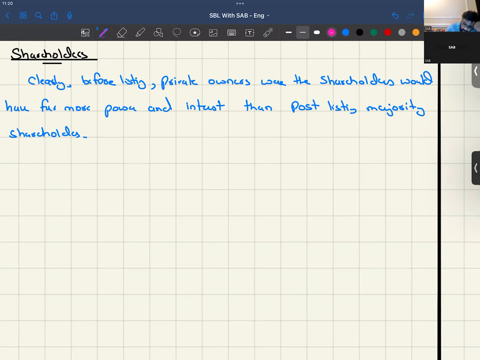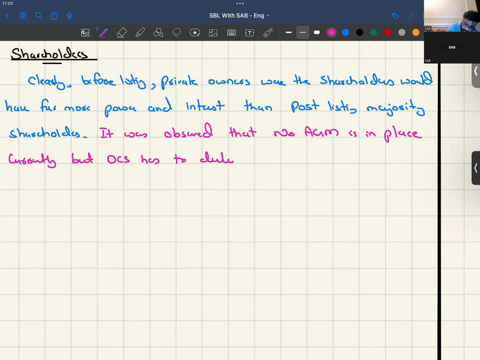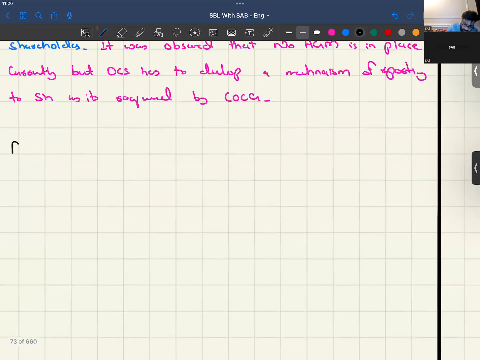Any lacking that you observe, so it was observed that no AGM is in place currently, but DCS has to develop a mechanism of reporting to shareholders as it is required by the COCG, the Code of Corporate Governance.